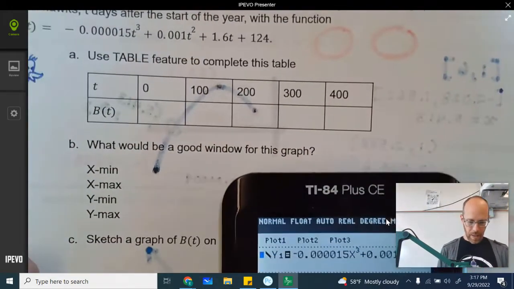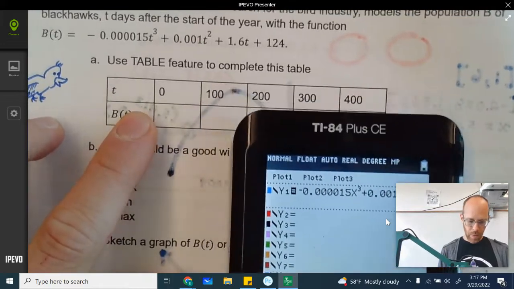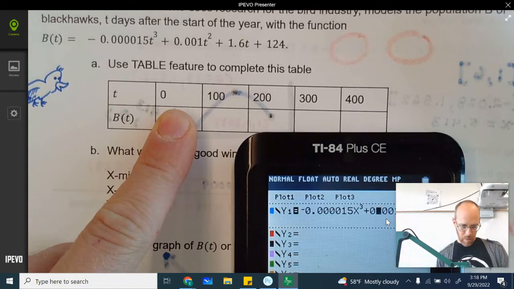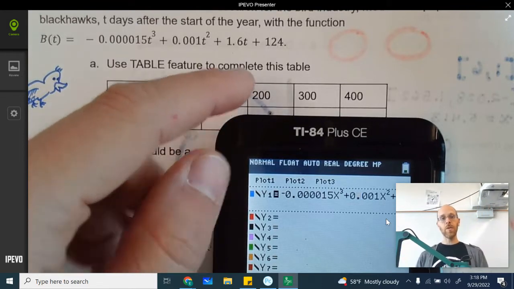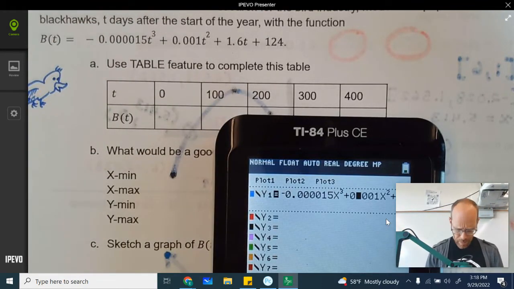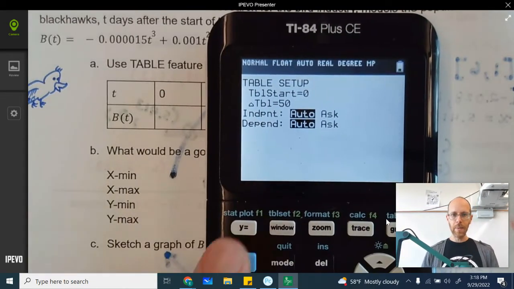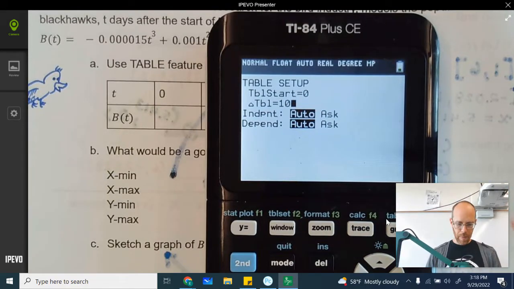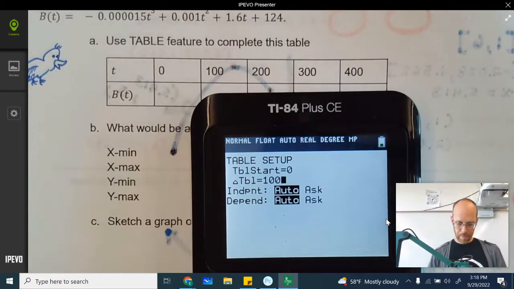And then let's take a look at the problem. It says use the table feature to complete this table. So we want T to be, let's see, what are the units on T here? It's the number of days since the beginning of the year. So after 0 days, 100 days, 200, 300, 400 days. And an easy way to do this would be to hit table set. That's second table set. And we're going to start at 0, and we're moving by 100s. If you enter it this way, you'll get these numbers.